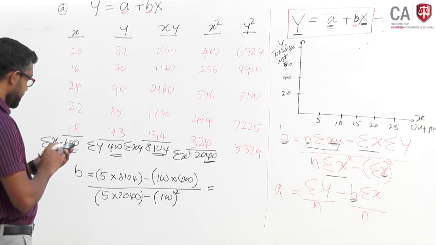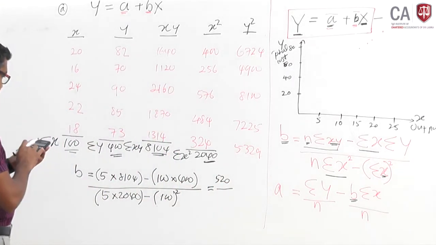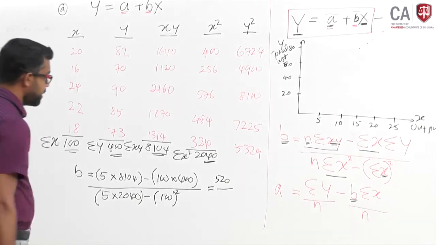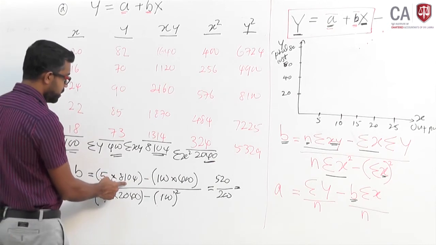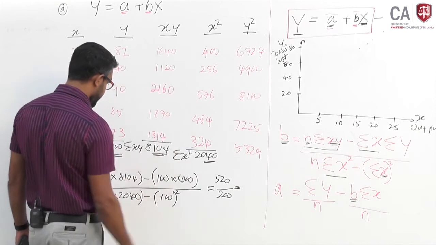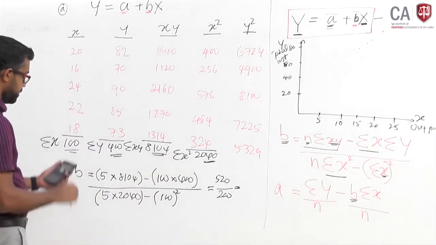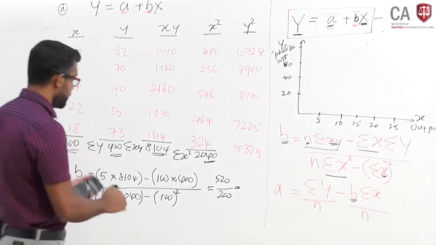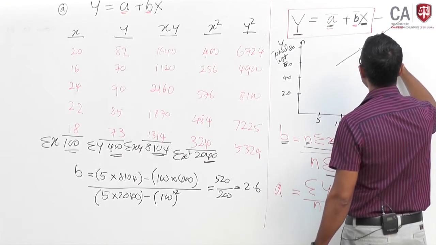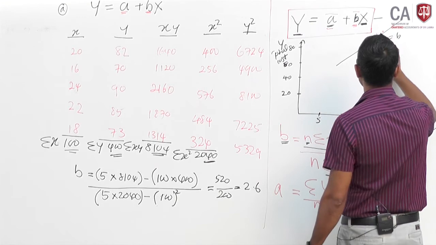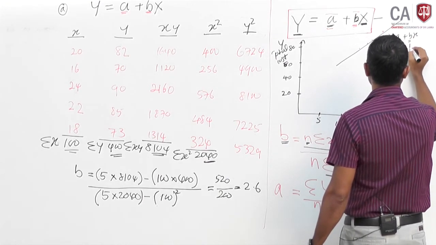5 into 8104 minus 100 into 400, divided by 5 into 2040 minus 100 squared, 10000. Take the top part of the equation on the calculator: 5 into 8104 minus 100 into 400. Then 5 into 2040 minus 100 power of it. So b is 2.6, the slope of this line. y equals a plus bx. b is 2.6.